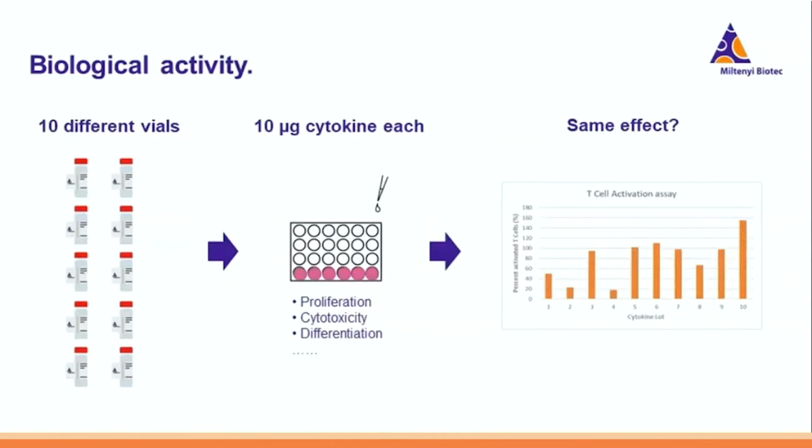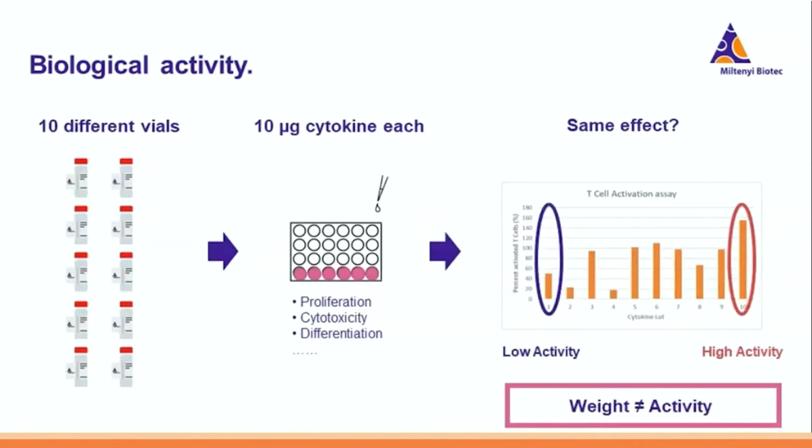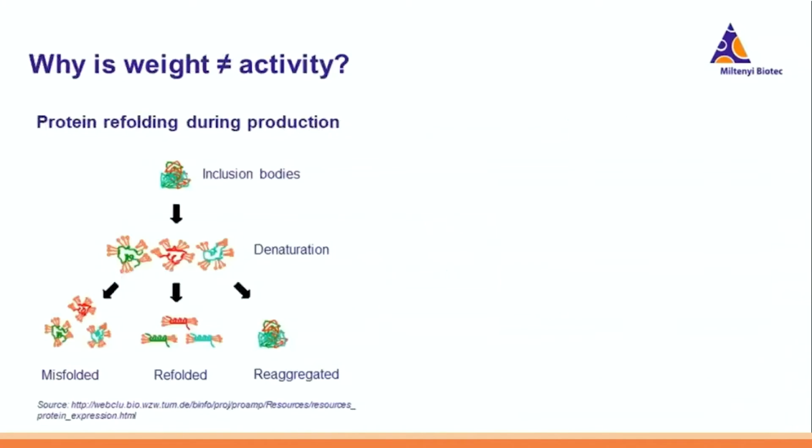We will have cytokine batches with a low activity, causing less proliferation, and we have cytokine batches with a high activity, causing high proliferation. And this example, to my mind, shows nicely that weight is not equal to the activity for cytokines, meaning if I use the same amount of cytokine, it can have different activities. So why is this? Why does weight not equal the activity for cytokines?